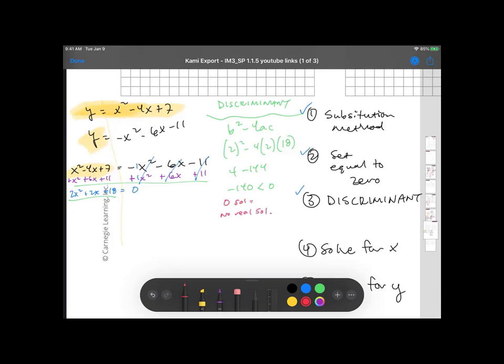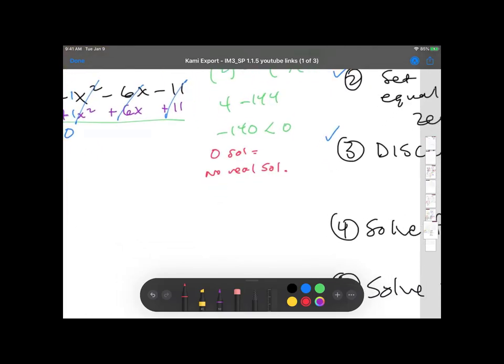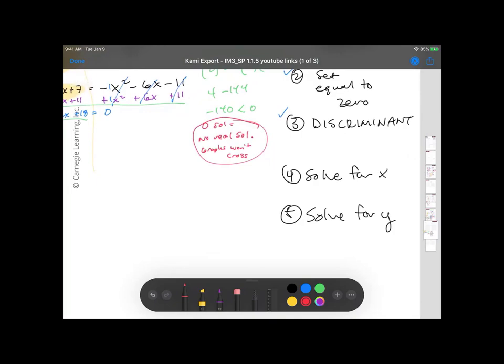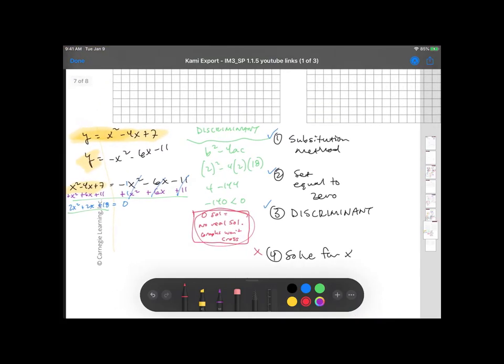What does that mean for us? That means that my graphs will not intersect. Graphs won't cross. Okay, this is good news. Why? You don't have to solve for x and solve for y. Does that make sense? You only have to solve for x and y if there's an intersection. This one's telling us they're not going to cross. So let's go ahead and verify that by just graphing. The big idea here is we can just stop. We don't have to do steps 4 and 5. Okay, let's graph.